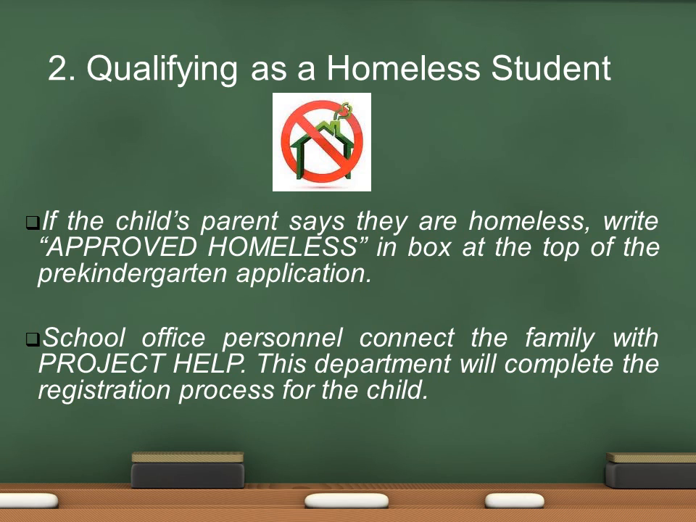Number 2, qualifying as a homeless student. If the child's parents say they are homeless, write "Approved Homeless" in the box at the top of the pre-kindergarten application. Allow school personnel in your office to connect the family with Project Help. This department will then help to complete the registration process for the pre-K student.